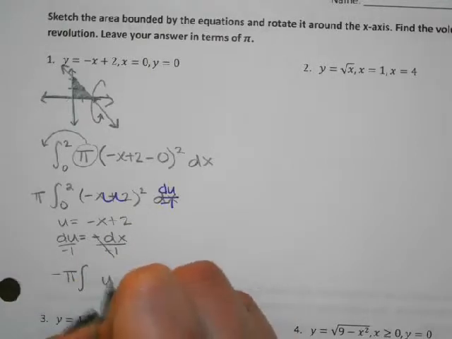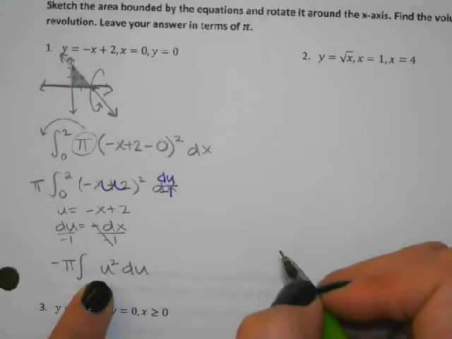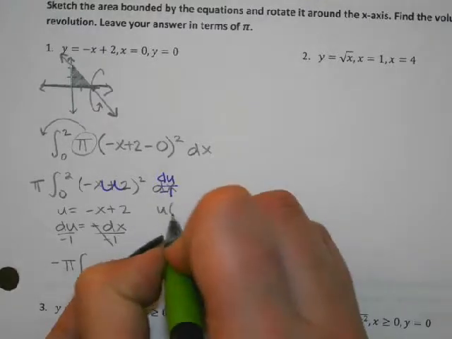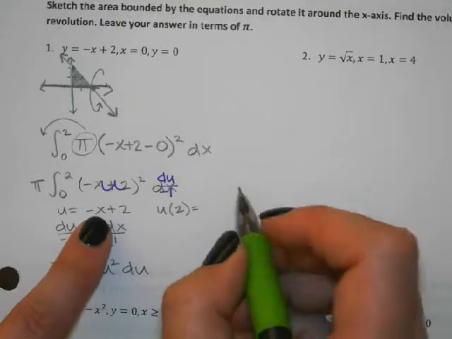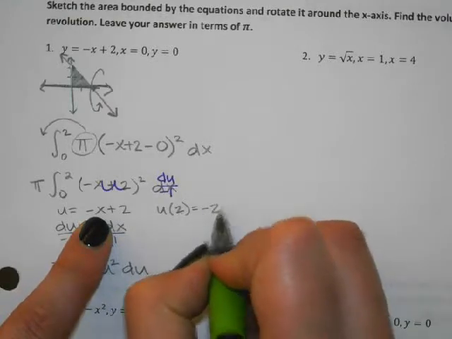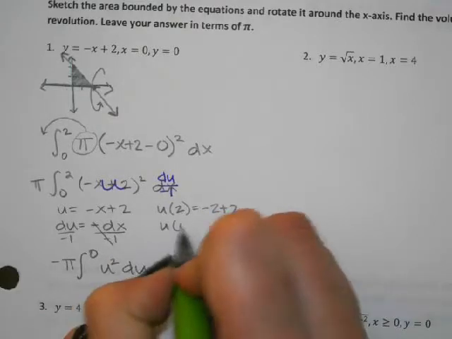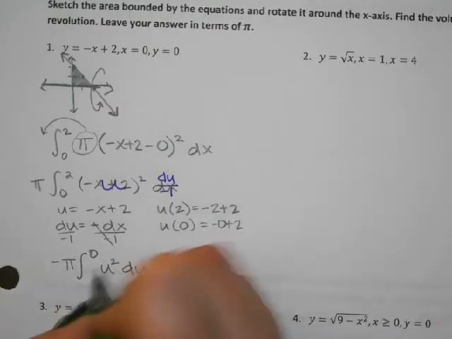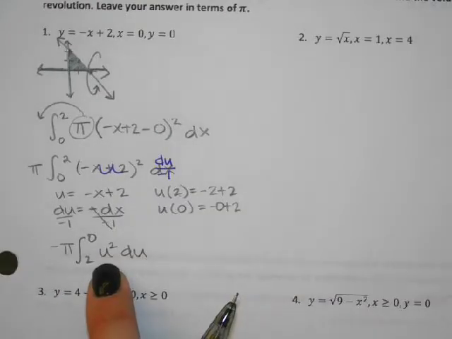And I've got u squared du, and since I'm in terms of u, I have to change my interval. So u with 2 plugged in would be negative 2 plus 2, which is 0. U with 0 plugged in is negative 0 plus 2, which is 2. Okay. All right, so how do we do this by hand?